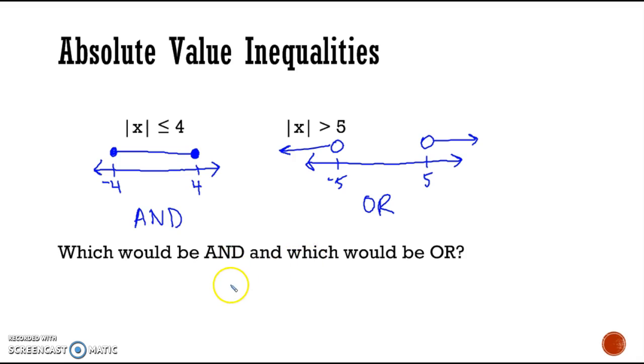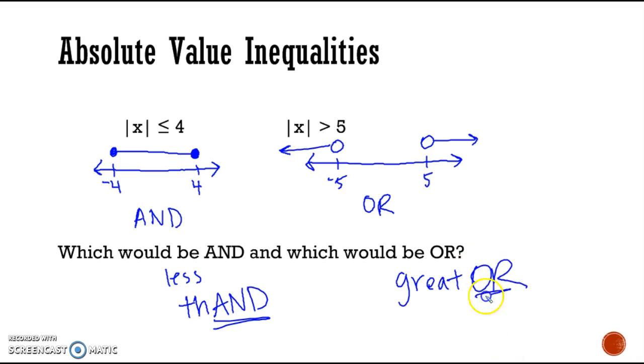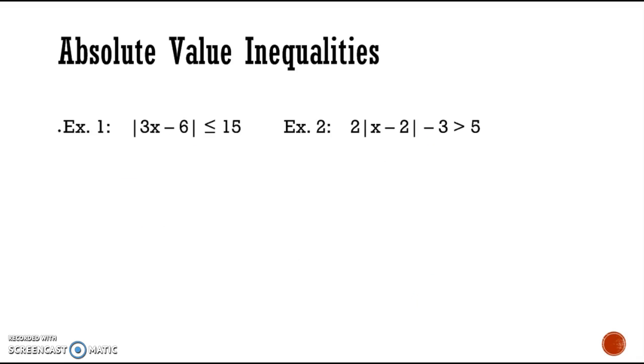All right? One way that we can remember it is: less than is "and," and greater is "or." All right, less than "and," great "or." Okay, so now there's a couple tricks when we actually do our absolute value inequalities whenever we start to simplify them. Just like with our equations, we want the absolute value to be by itself. So for the first one, my absolute value is by itself. The absolute value of 3x minus 6 is less than or equal to 15. For the next one, I'm going to go ahead and add the 3 and then divide by 2. This part doesn't go away. I still need to get the absolute value by itself.